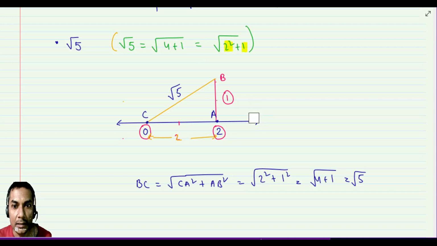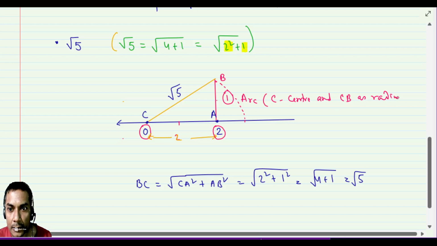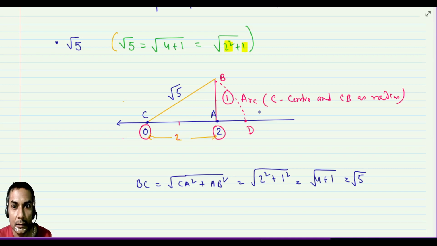Now we apply the similar method. We just draw one arc here, by taking C as the center and CB as the radius. So this point D represents root 5. Is it clear?